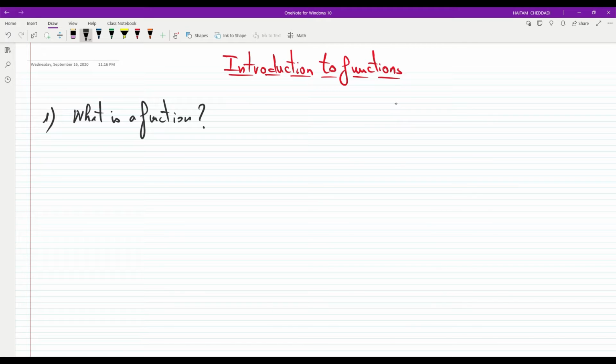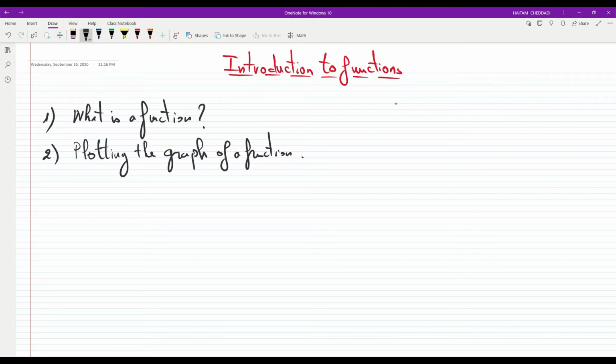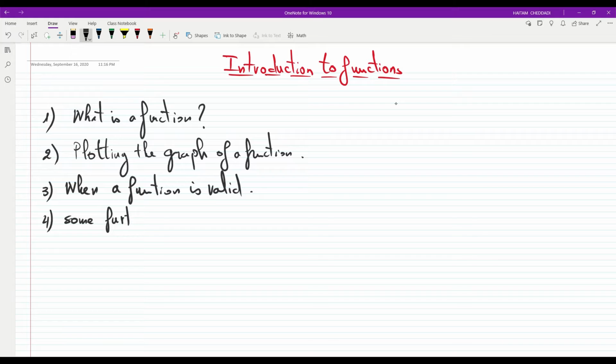The second paragraph is going to be plotting the graph of a function, of a part of a function or of a function. The third paragraph is when a function is valid. We're going to talk about this topic even more in the third paragraph. And the fourth paragraph, some further examples.